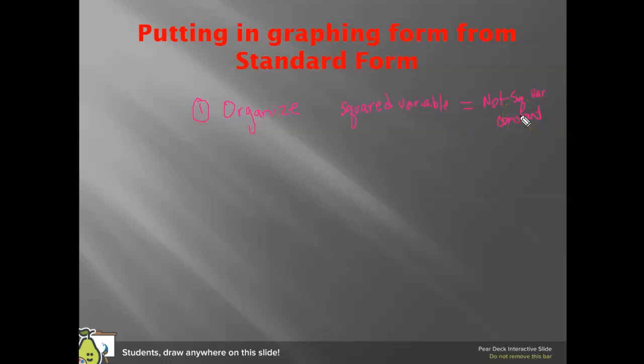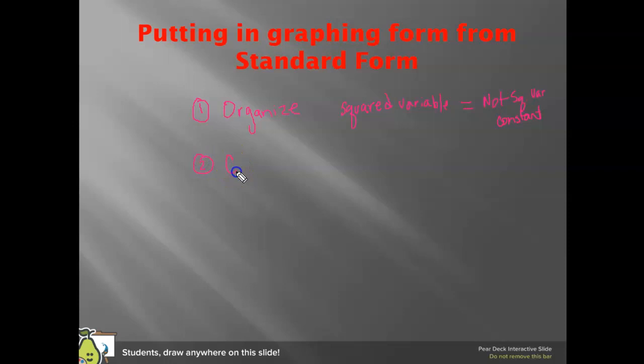Whatever we need to do, if we need to add something to both sides or subtract something from both sides, if we need to move things from one side to the other, we want all the squared variable stuff to be on the left side, and we want all the non-squared variable and the constant to be on the right side. So get organized first.